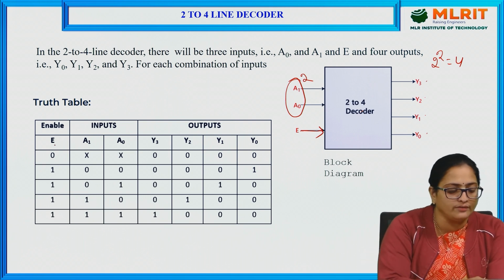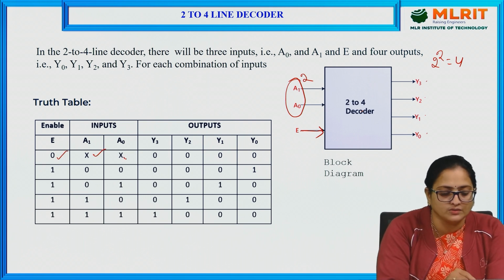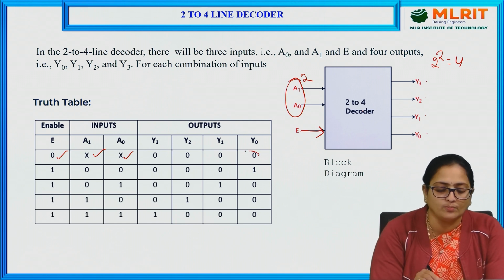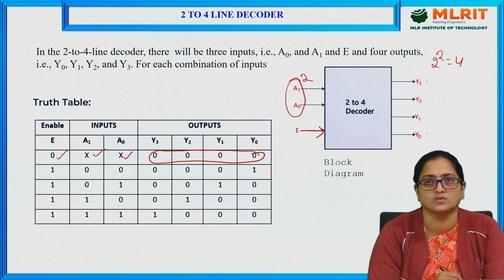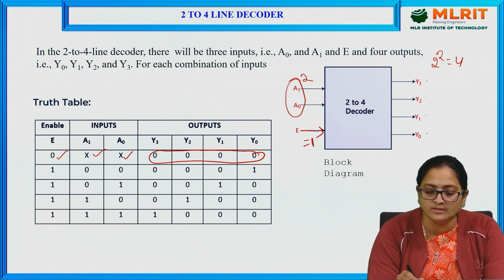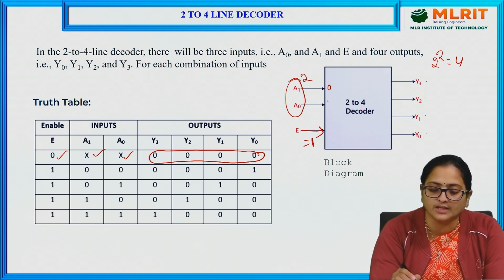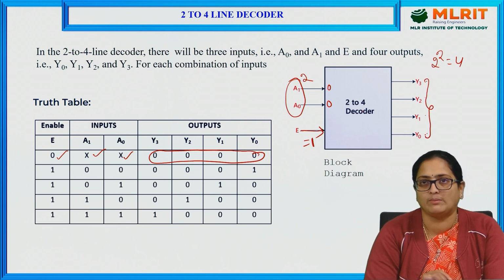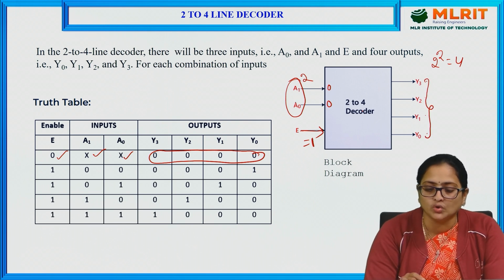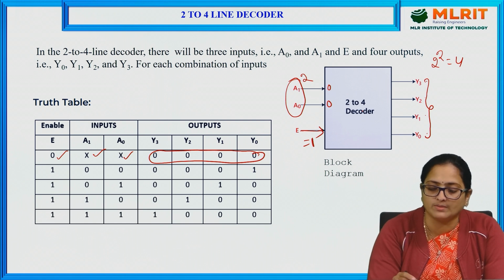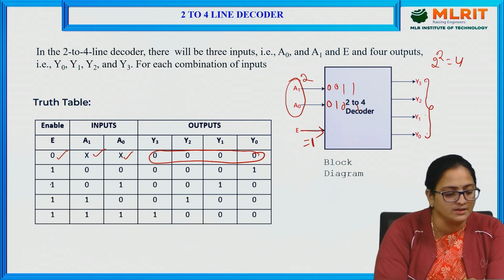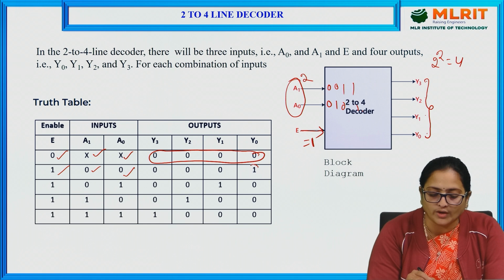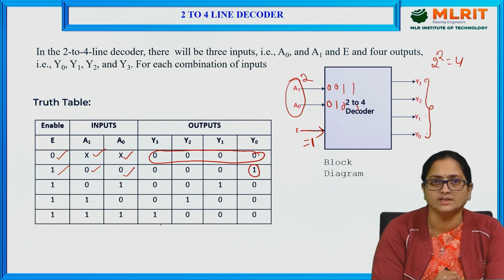Okay, so if enable pin is 0, whatever the values of A0 and A1, the output values will be defined as zeros. If enable pin is 1, then based on the input values of A0 and A1, this output will be enabled. Here, for 2 inputs, the combinations provided will be 0 0, 0 1, 1 0, 1 1. See here, enable is 1. If the inputs are 0, 0, then Y0 will get enabled, remaining will be in a disabled state.